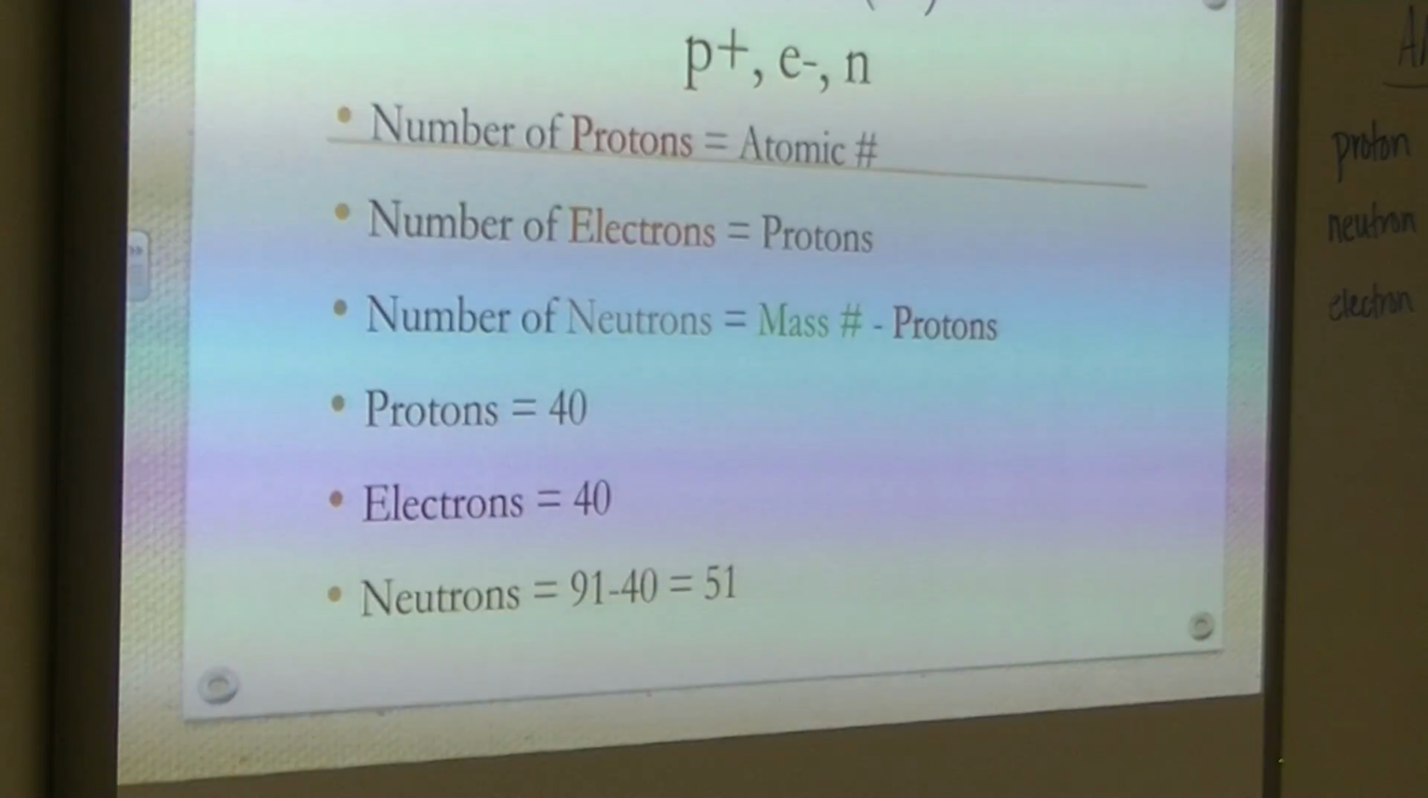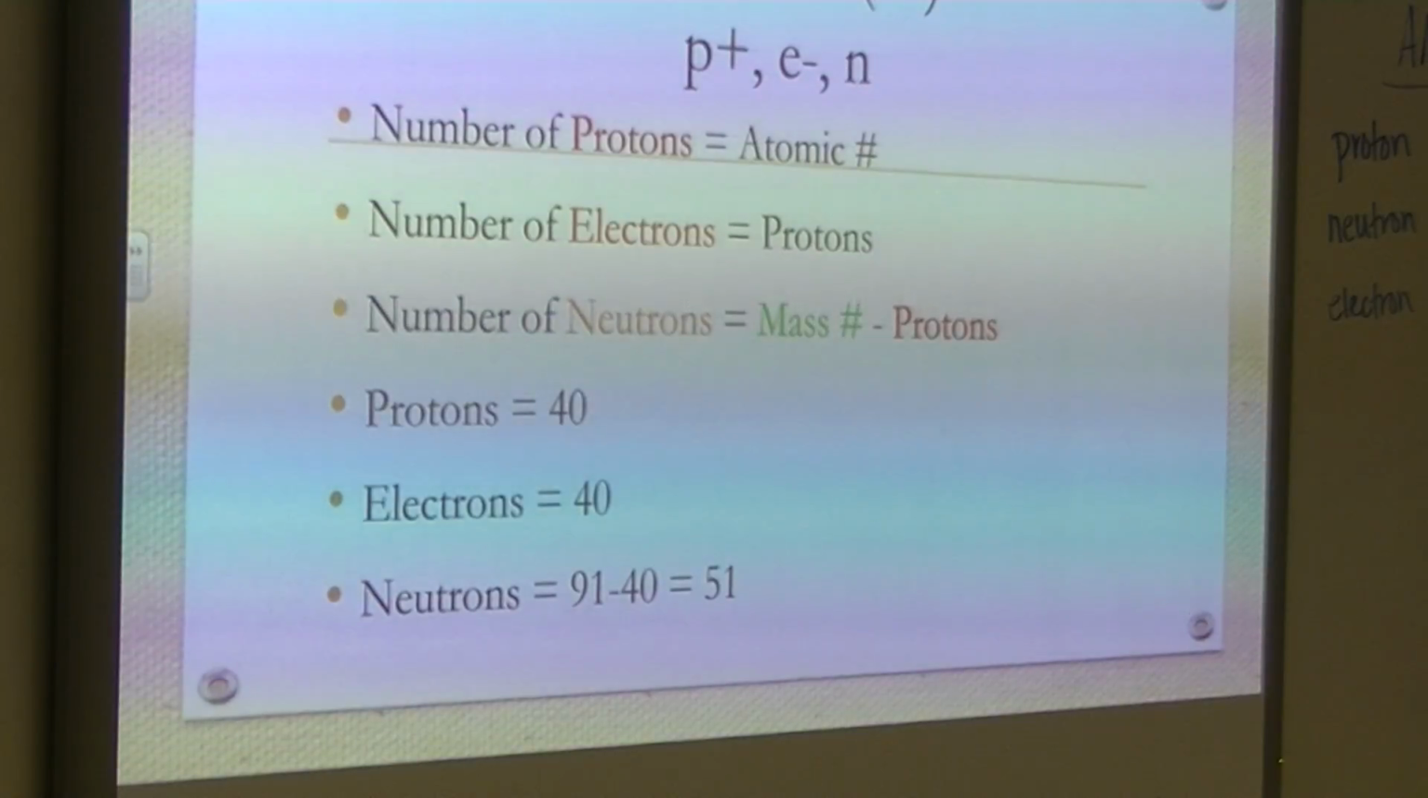So our essential question: how do I interpret data for each element on the periodic table? For each element, we're given an atomic number, which tells us the number of protons and electrons. We're also given an atomic mass, which is the number of protons and neutrons added together, so we can subtract to find the number of neutrons. Okay? Questions on the data that we received from the periodic table?